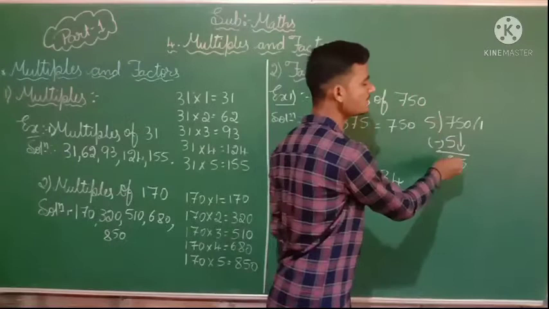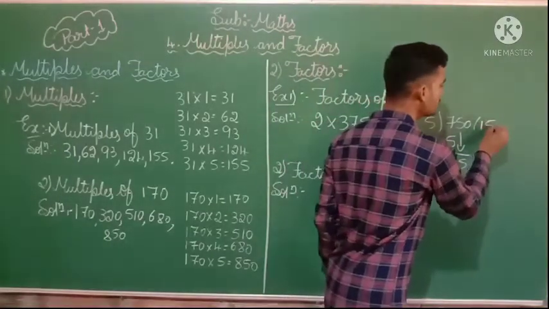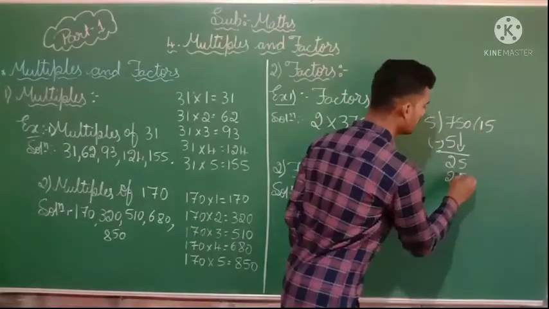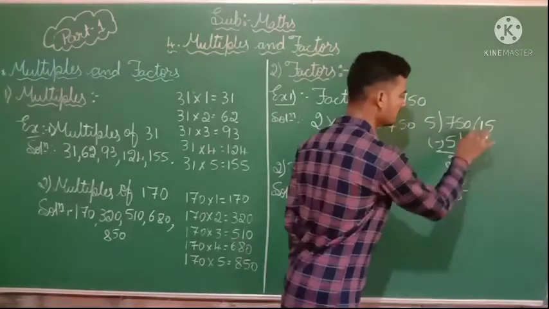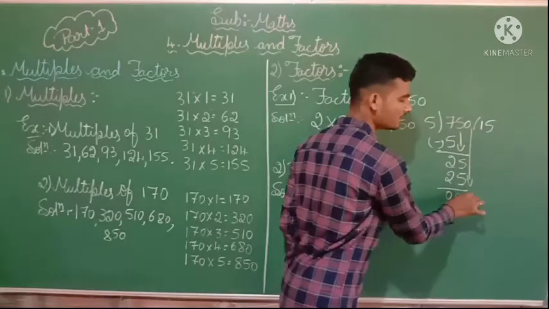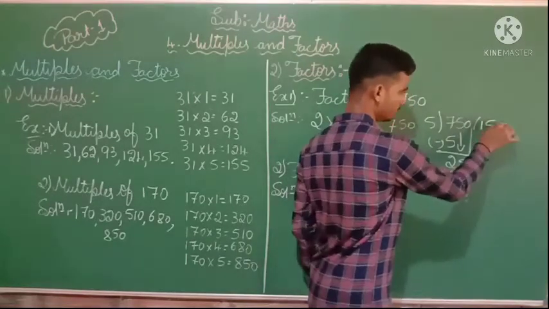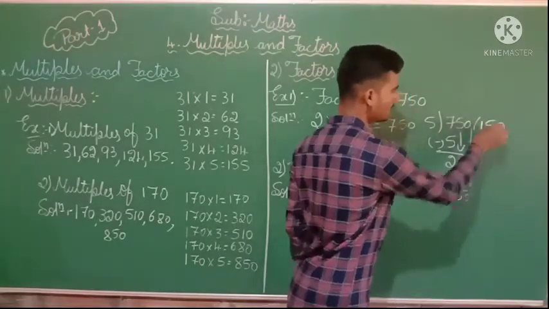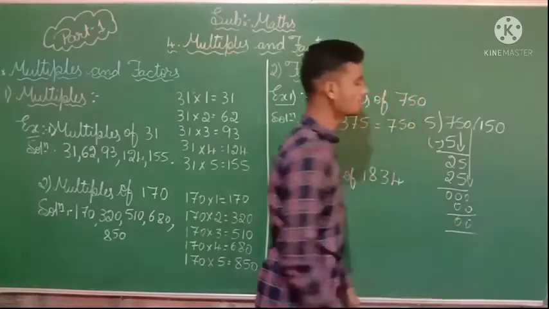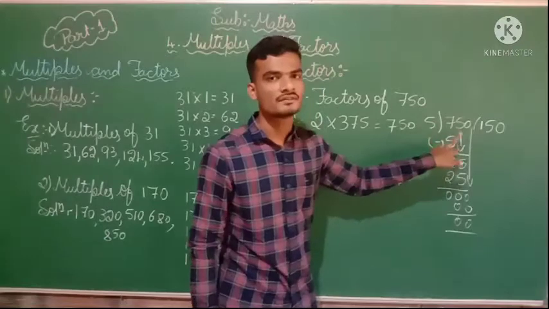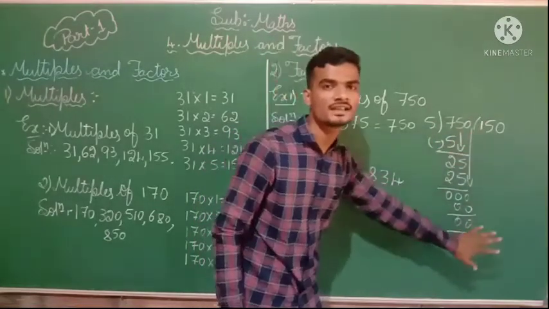Then 5 how much are 25? 5 5s are 25. Then we get zeros. Then here is a 0, so you take this 0 down. If you take this 0 here, then 5 zeros are zeros. So you get the remainder 0. So in the 5 table, 750 is going to be divided completely.